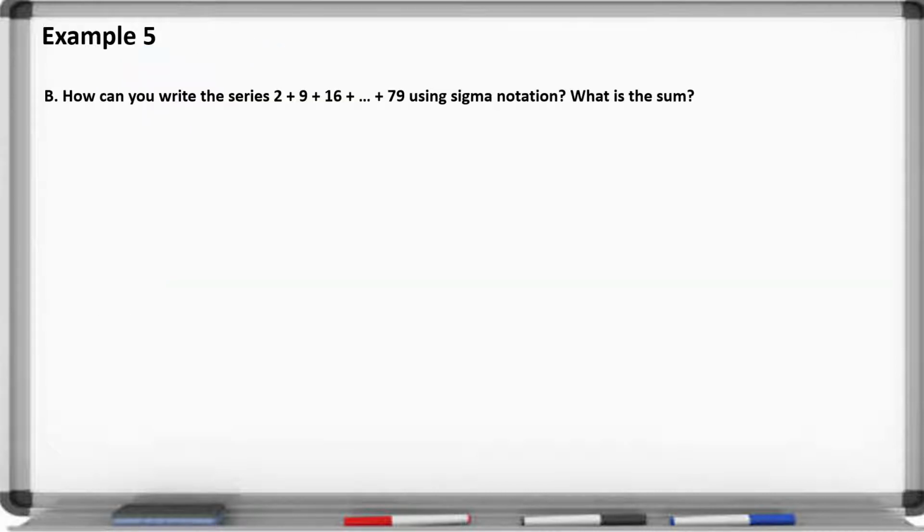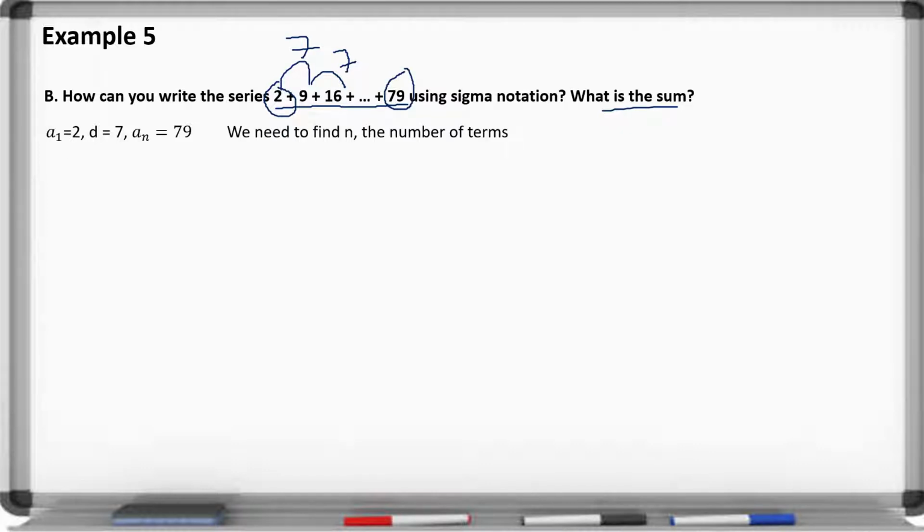All right, looking at part B, we were given the series. So we're given all the terms, and we just want to add them up. We want to convert this to sigma notation, and then find the sum. Notice that a1 is equal to 2. And we know that the common difference is 7 because the terms are going up by 7s to get to the next one. And the last term, an, is 79.